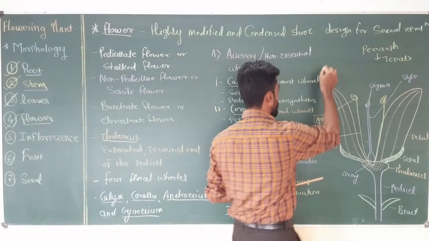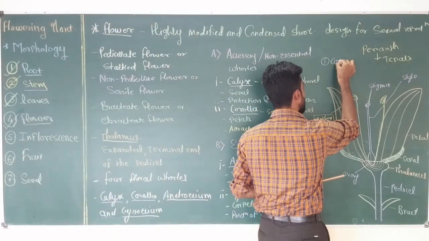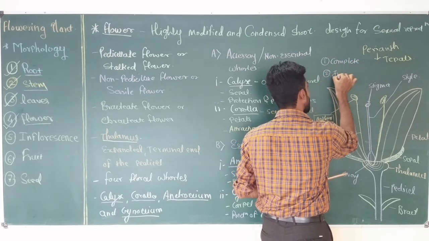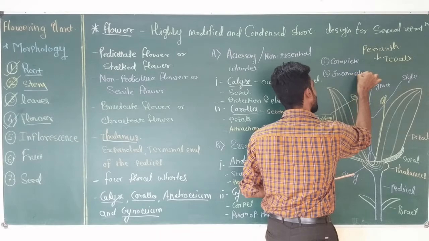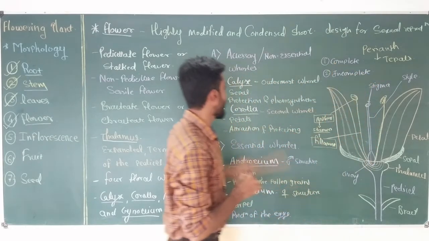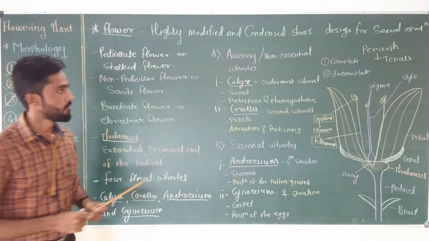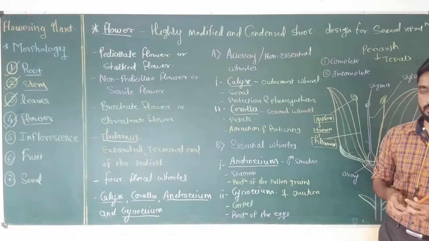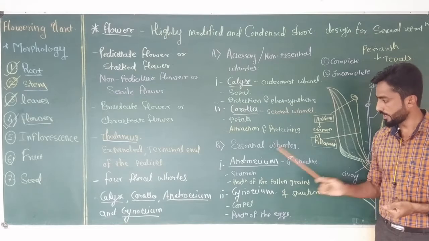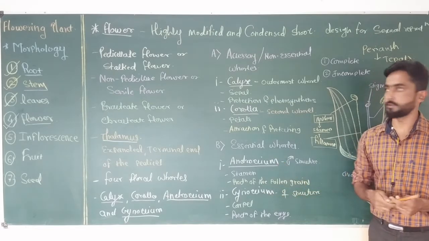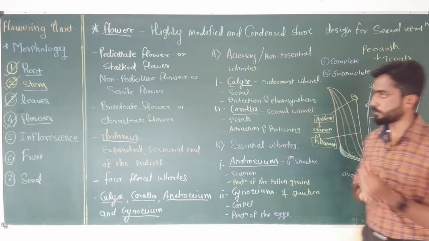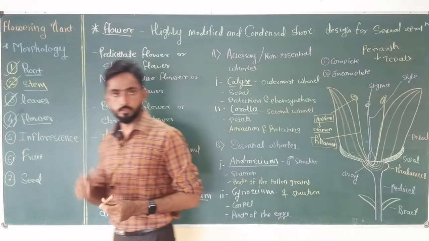Okay, so flowers can be divided into two types, that is complete flower and incomplete flower. Okay, a complete flower has all four types of floral whorls, while an incomplete flower lacks one or more floral whorls. That means either calyx or corolla or androecium or gynoecium is absent in a flower, which is called an incomplete flower. Okay, so this is all about the introductory part of the flower.